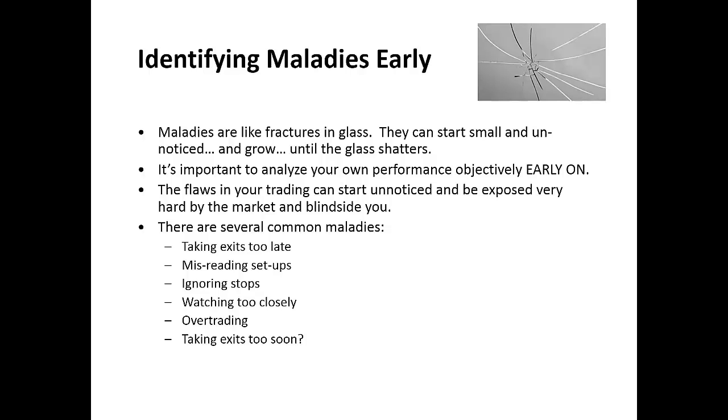So maladies are just kind of like this picture of this glass right here. You notice how the glass is cracked. Maladies start early, and they're almost invisible to the naked eye, but by the time you see the ripples, if you don't look to fix them, what happens? The glass will shatter. So what we want to make sure we're doing is identifying maladies early on in your trading. So that goes back to a well-managed loss trumps a poorly managed win.